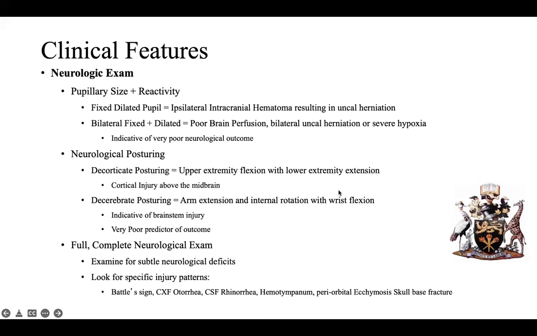When you do an otoscopy, you'll find the patient can have a hemotympanum, and that is for the ones who don't have any otorrhea because they don't have a ruptured tympanic membrane. Another thing is the periorbital ecchymosis, so-called raccoon eyes, a sign of skull base fracture.